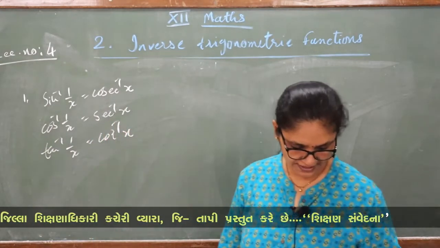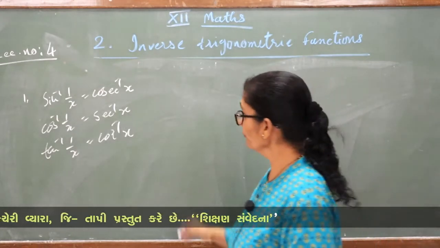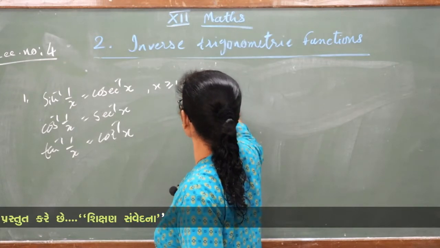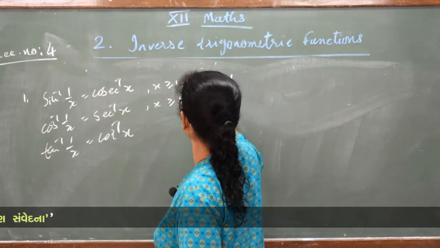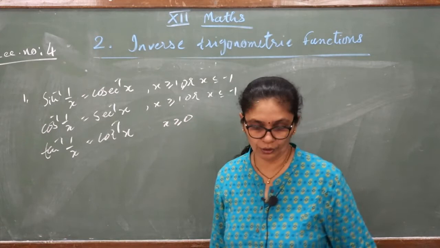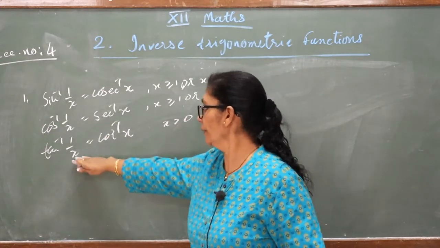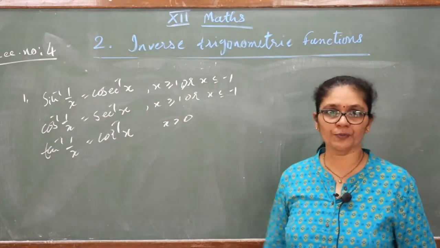This is given as the first property, and it holds for all values of x with x greater than or equal to 1, or x less than or equal to minus 1. For the tan case it is x greater than 0 only, not equal to 0, because 1 upon 0 will be infinity. Okay, this is our first property.